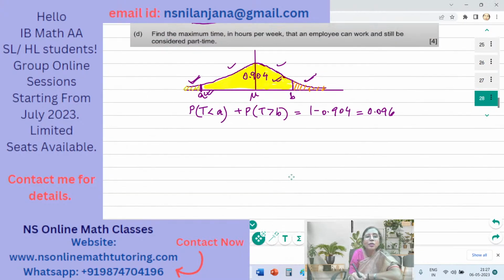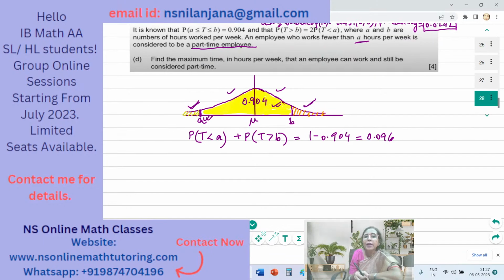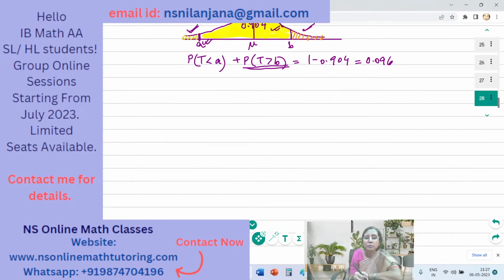Now, they have also given us another relation, relating the probability of T greater than B and the probability of T less than A. Probability of T greater than B is equal to 2 times probability of T less than A. So in place of this, I can write 2 times probability of T less than A. This is P of T less than A plus 2 times P of T less than A is equal to 0.096.